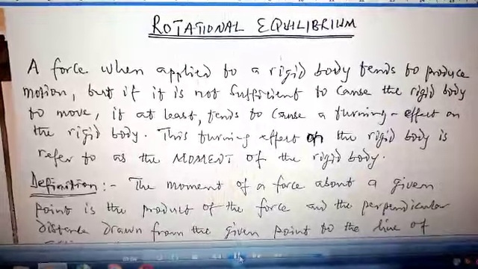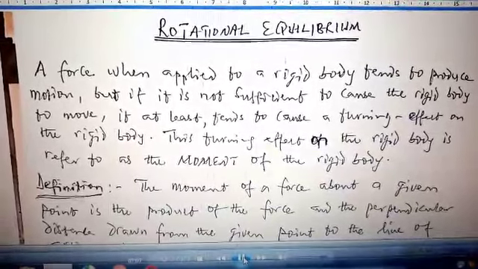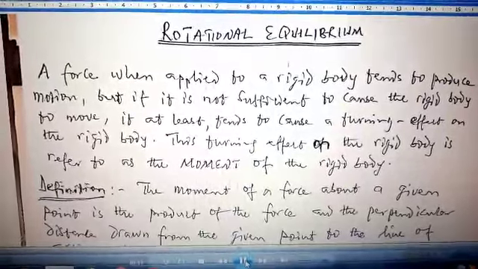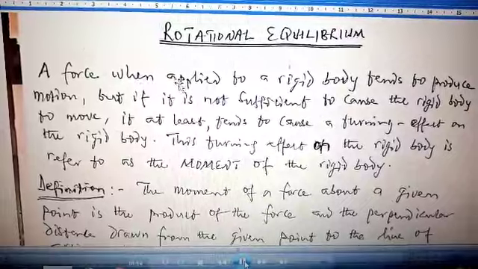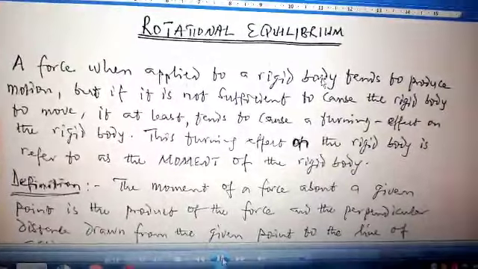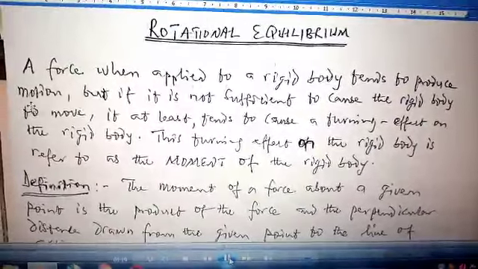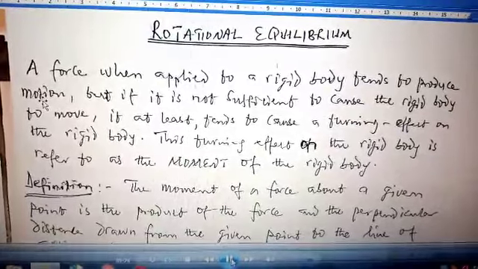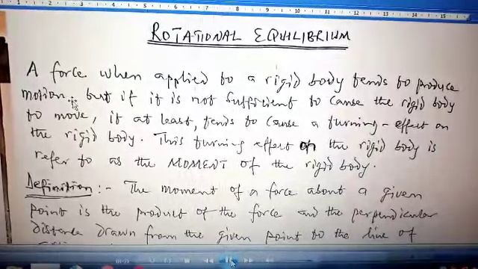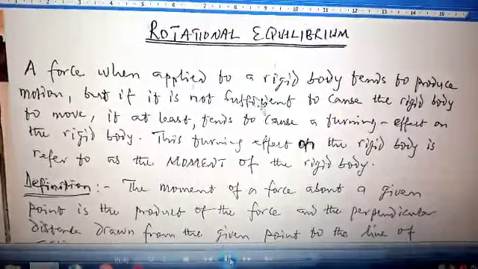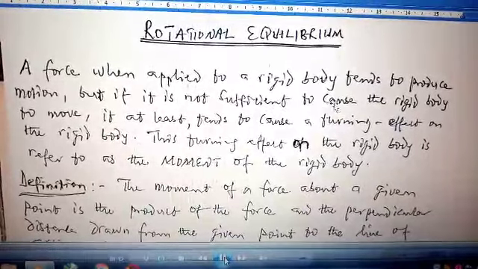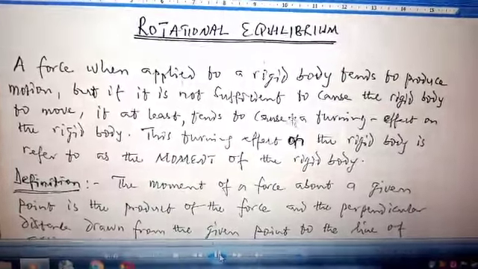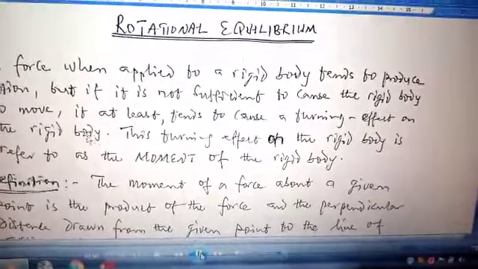And I've used that to solve questions with you. Today, we want to look at rotational equilibrium. A force, when applied to a rigid body, tends to produce motion. That's what happens when you apply a force to a rigid body. That body tends to produce what? Motion. But if the force is not sufficient to cause the rigid body to move, it at least tends to cause a turning effect on the rigid body.